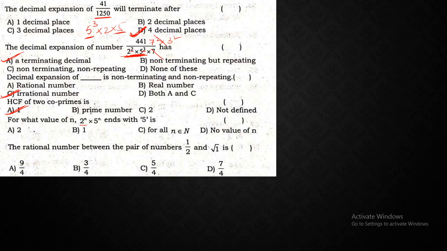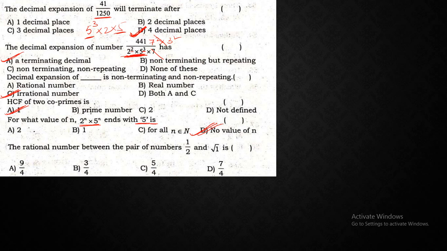Next, 2 power n into 5 power n ends with 5, for what value of n? Is there any value? See here, if both powers are n, then simply it is 10 power n, and 10 power n always ends with 0. So clearly there is no such n which makes the given number end with 5, right?